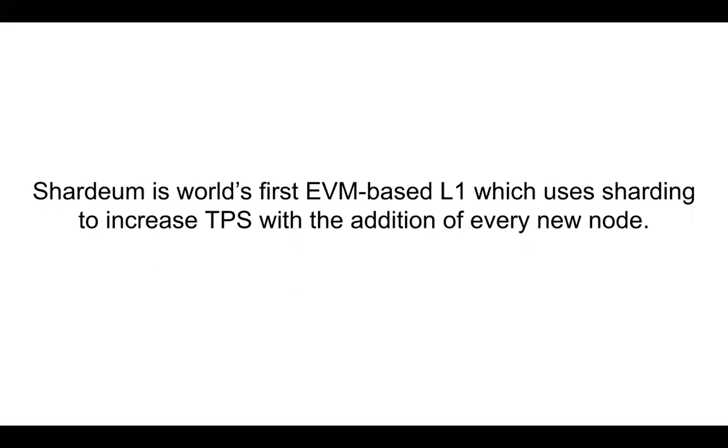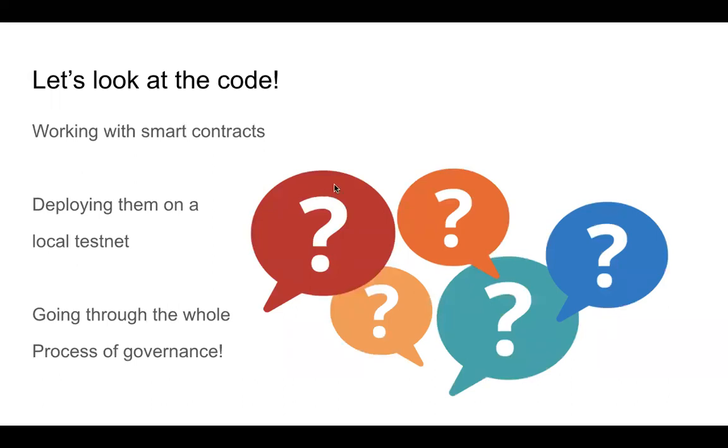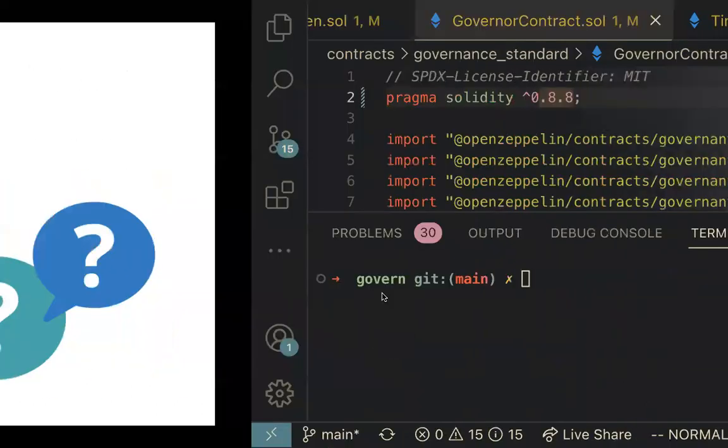Yeah, that's all right. Great. Let's move ahead and give people what they want. Let's look at the code now, guys. Let's see the software. Okay, so we'll work with the smart contracts. We'll discuss what each and every contract does, and we'll deploy them on a local blockchain on my computer. We'll go through the whole process of governance together as well. So yeah, let's go.